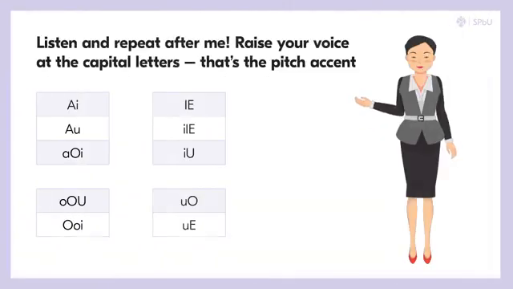Now, let us try to pronounce sound combinations. Please note that the I sound usually turns into U at the end of a word. Raise your voice at the capital letters. That's the pitch accent. So, repeat after me. ai, au, aoi, ie, iu, ou, oi, uo, ue.